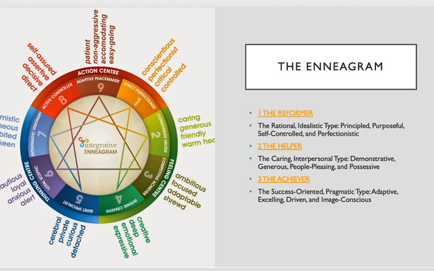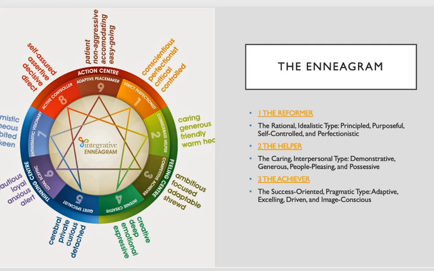Number 1 is the reformer. This is a strict perfectionist. They're conscientious, perfectionist, critical, and controlled. Do you know anyone like this? This is the rational, idealistic type. They're very principled, purposeful, self-controlled, and perfectionistic. Number 2 is the helper. The helper is a very considerate character, the caring, interpersonal type, demonstrative, generous, people-pleasing, and possessive.